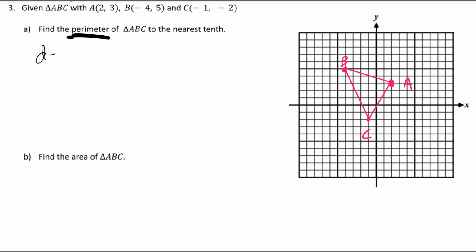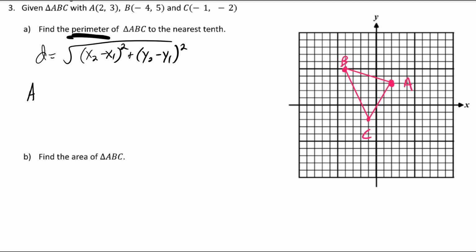Remember that the distance formula is the square root of (x2 minus x1) squared plus (y2 minus y1) squared. And I'll just find the length of one of them because the process is the same for all of them.